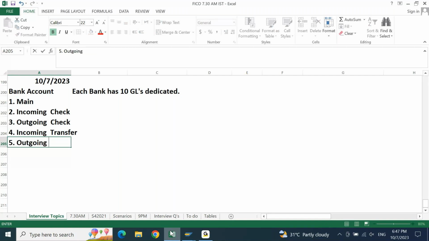Based on the mode of payment, for every mode of payment you are going to have one incoming, one outgoing. Otherwise, how will you do your reconciliation? How many checks are received? How many checks are issued? How much transfer have you done? How much transfer have you received? If there is any other mode of payment, you will create the respective incoming and outgoing. But you don't put a common incoming or common outgoing. It is always based on the payment method.